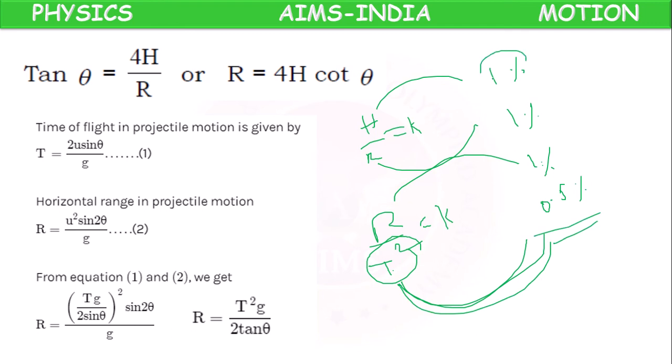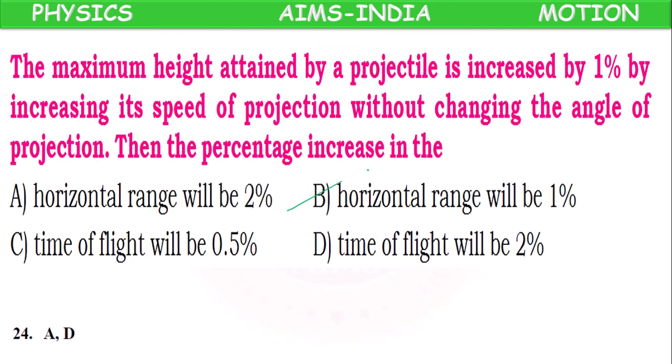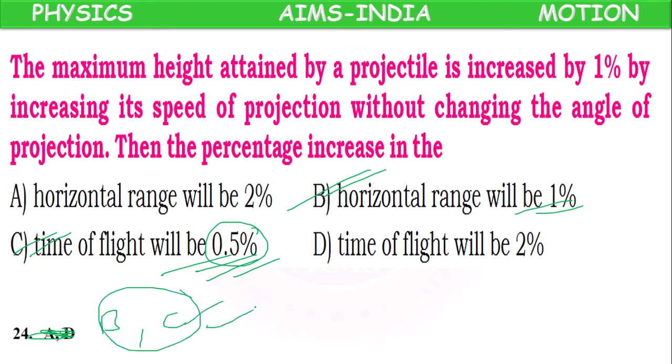How we got these answers, we can learn later, children. Just remember the values. So horizontal range will increase by 1%, and time of flight will increase by 0.5%. So the answer is not A and D, children. B and C are the correct options.